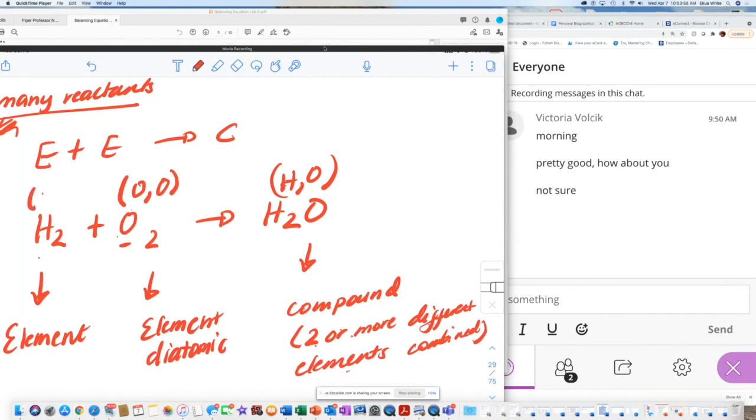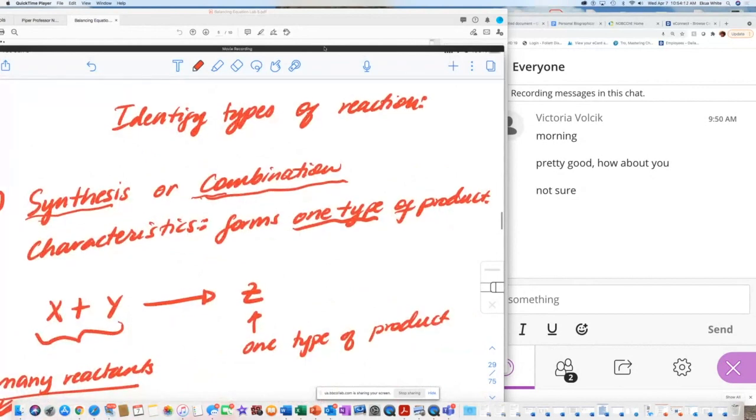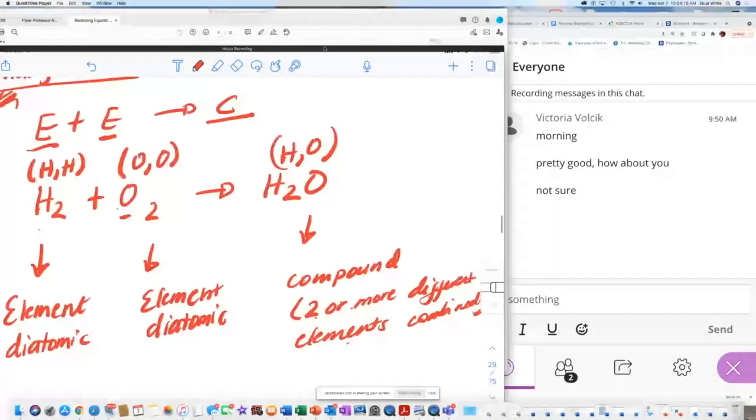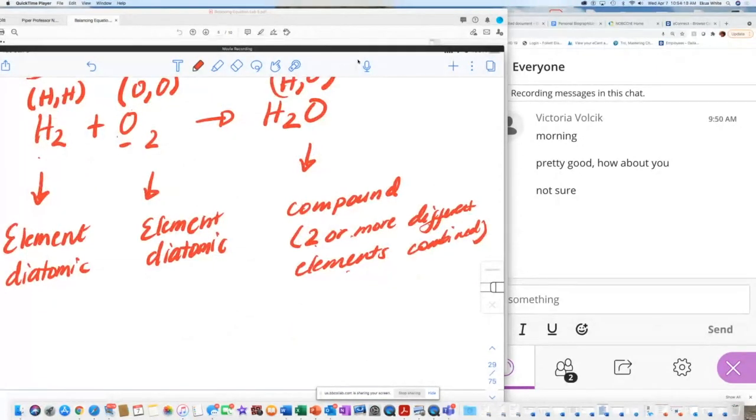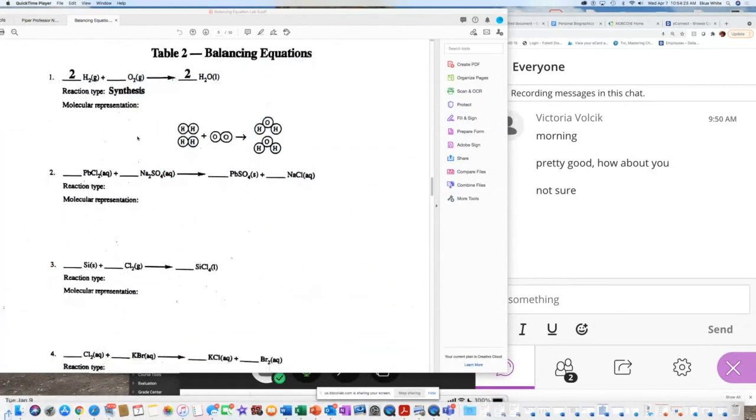Same thing with this one here. You have hydrogen and hydrogen combined, right? Because they're the same, this is also called a diatomic element. So when you have an element combined with an element to make a compound, that is classified as combination or synthesis. Even if the element is just monoatomic. So let me show you. Number one is definitely synthesis or combination.